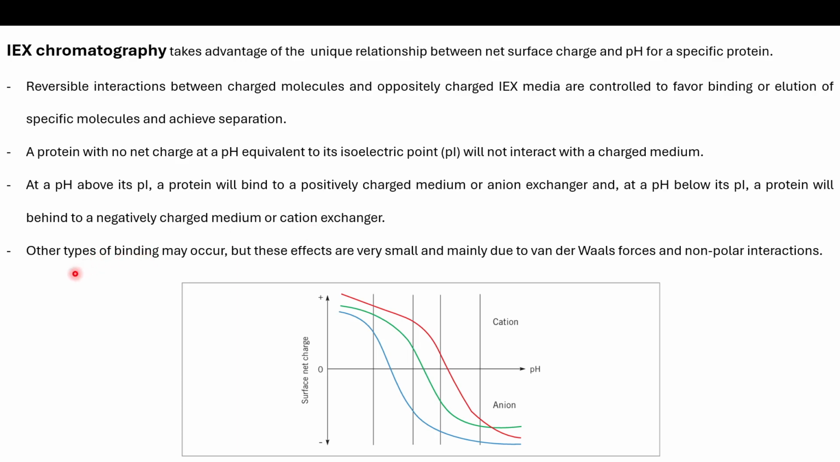Various other types of binding can also occur, but these effects are really small and mainly due to van der Waals forces and non-polar interactions. So when we look at the theoretical titration curves of the protein, we were looking at the glycine titration curve, right, with two pI values. Similarly, this particular thing shows how the net surface charge varies with the pH.